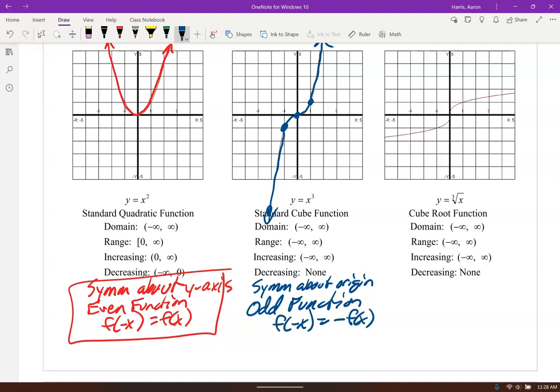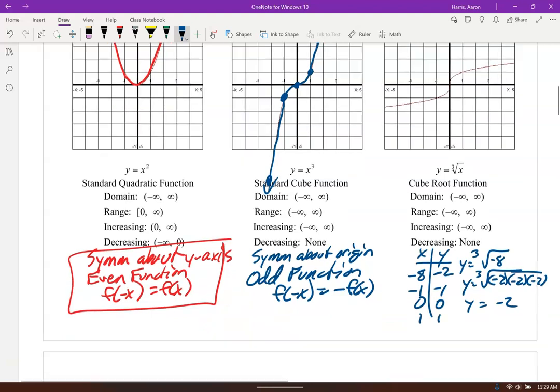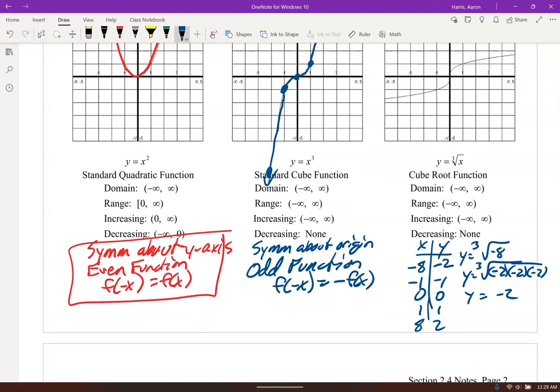Okay. Cube root function. Let's say we took some cube roots, like the cube root of negative 8 would give us negative 2, because negative 2 times negative 2 times negative 2. I'm looking for 3 of a kind. So the cube root of negative 8 is negative 2. Cube root of negative 1 is negative 1. 0, 0. 1, 1. Cube root of 8 is 2, and so on.